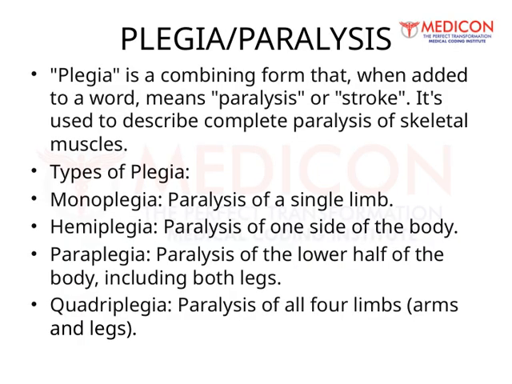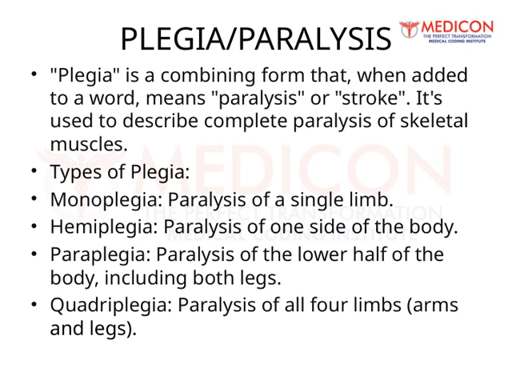Let's talk about plegia or paralysis. The term plegia is a combining form that we often see in medical terminology. When added to a word, it indicates paralysis or a stroke. Essentially, it describes a complete loss of muscle function in a specific part of the body.